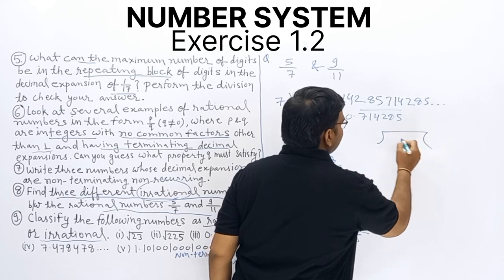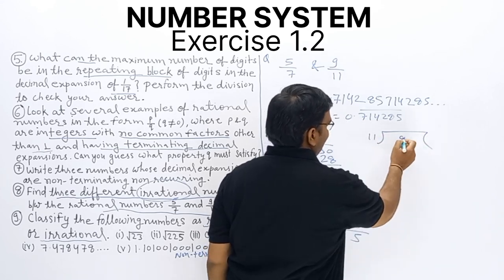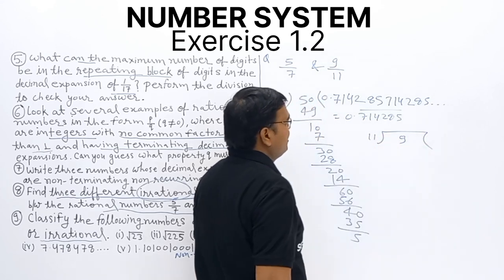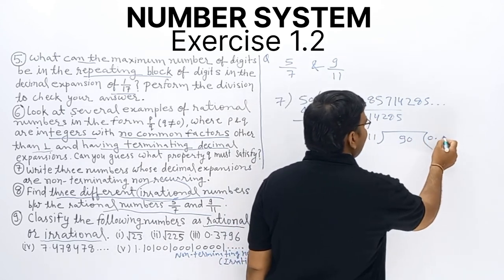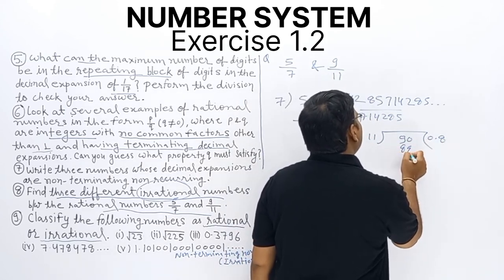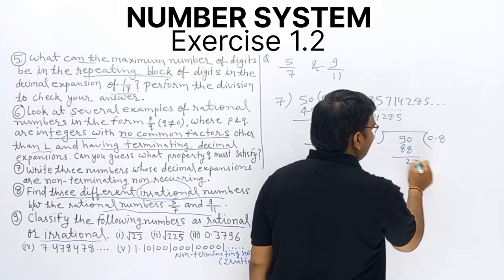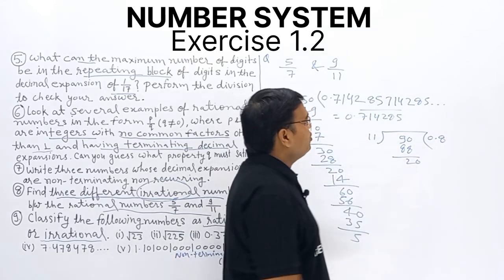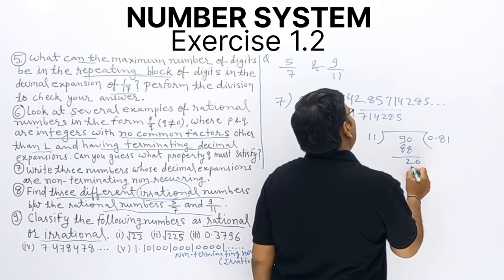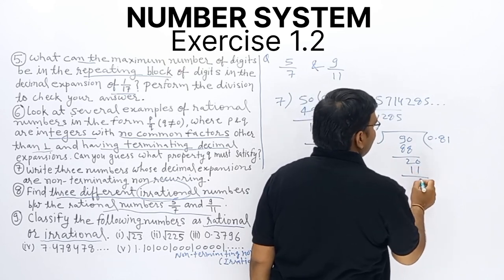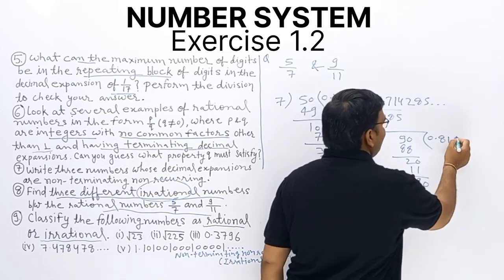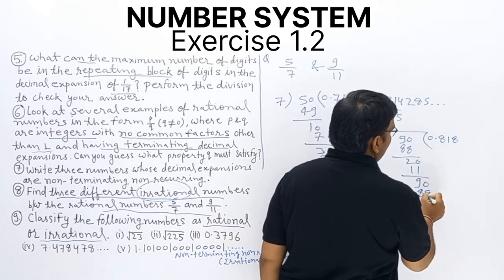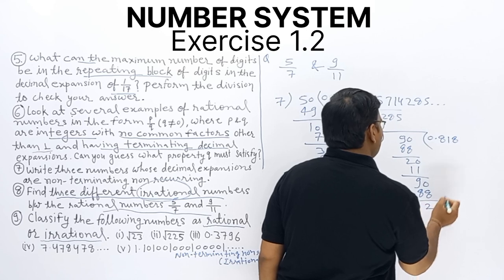Divide 9 by 11. We are dividing 9 by 11. How many times is it going? 0 point. Point will be there. How many times is it going? 8 times. 88. 2 is the remainder. Point is there. We can use 0 there. How many times is it going? 1 time. 11. Remainder is 9. Point is there. We will use 0. How many times is it going? 8 times. Remainder is what? Remainder is 2. Point is there.